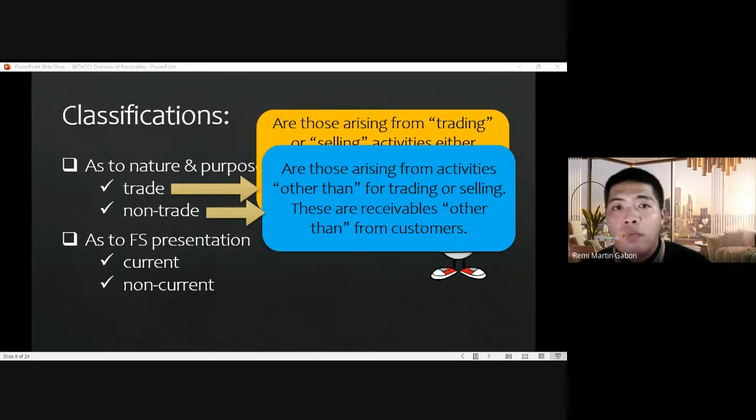Another question: you're a dealer of equipment. What about if you sell your old equipment that was used to manufacture the equipment that you are dealing? This time it will be considered as non-trade. A good example is car companies like Toyota. Toyota is involved in dealing with clients buying their cars. Cars could be considered as a machine, or sometimes equipment.